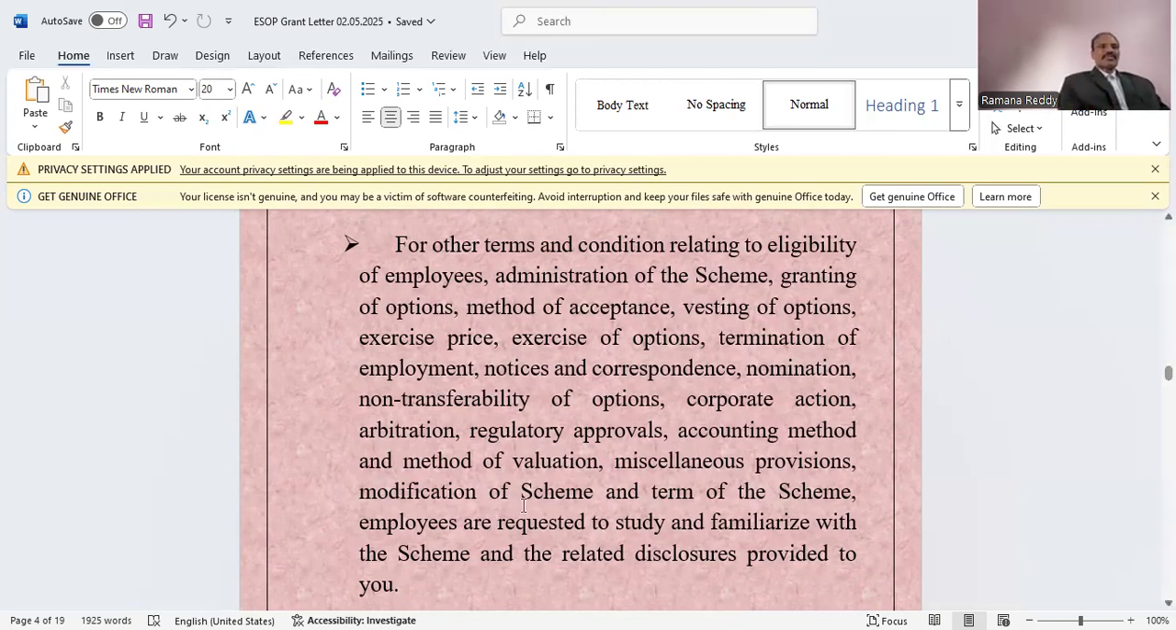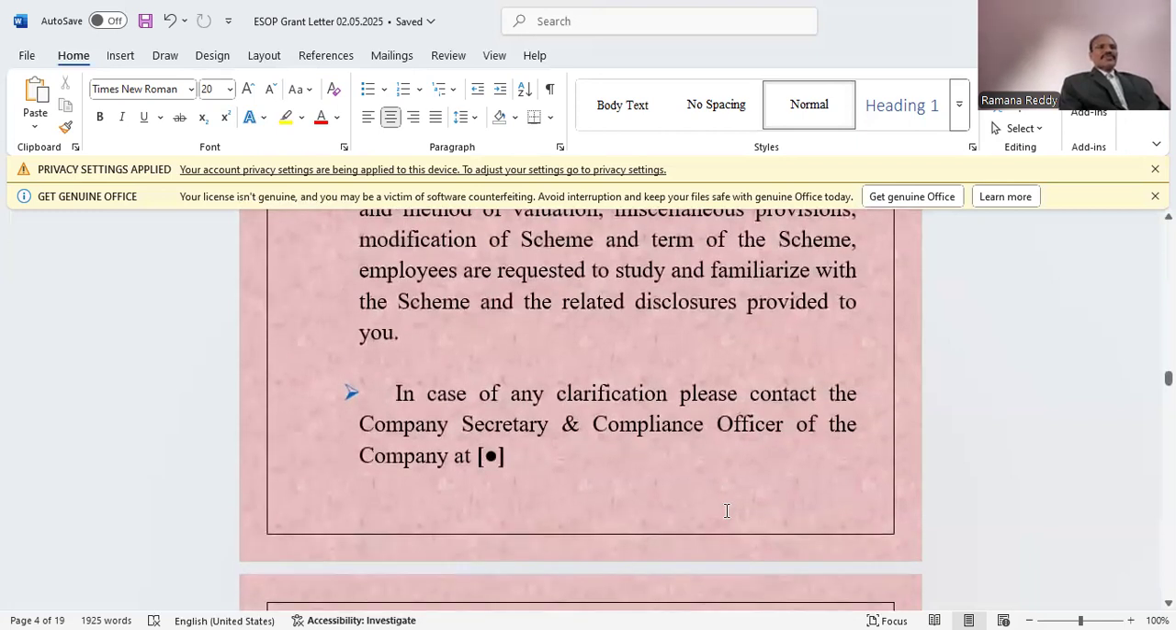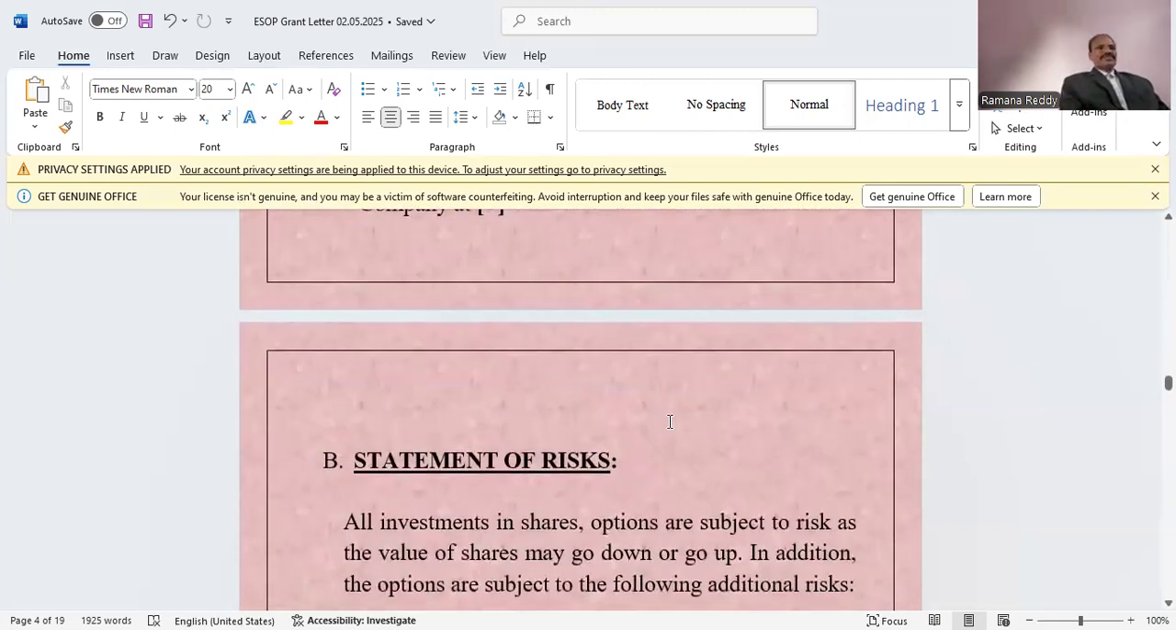The scheme will be supplied to the employee and it will be available on the website of the company. All will be provided to the employee. In case of any clarification, in the letter we will write, please contact the company secretary or compliance officer of the company. The phone number will also be given.